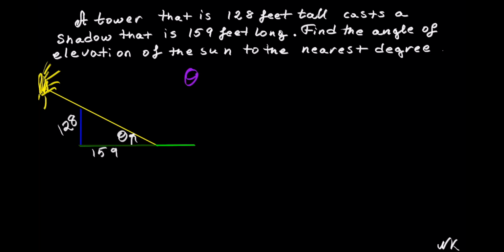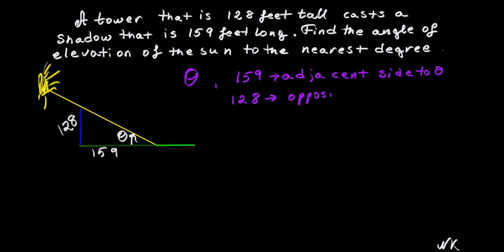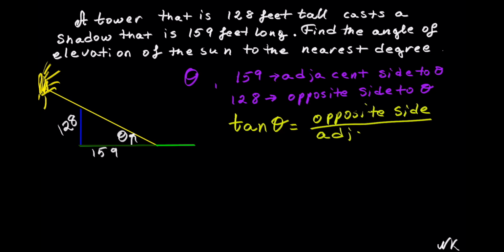We have angle theta, we have the measure of the adjacent side of 159 feet. We also know 128 feet is the height of the tower and its opposite side to theta. And we know that the tangent function of angle theta is using the ratio of opposite side to the adjacent side. And now we can substitute and solve.